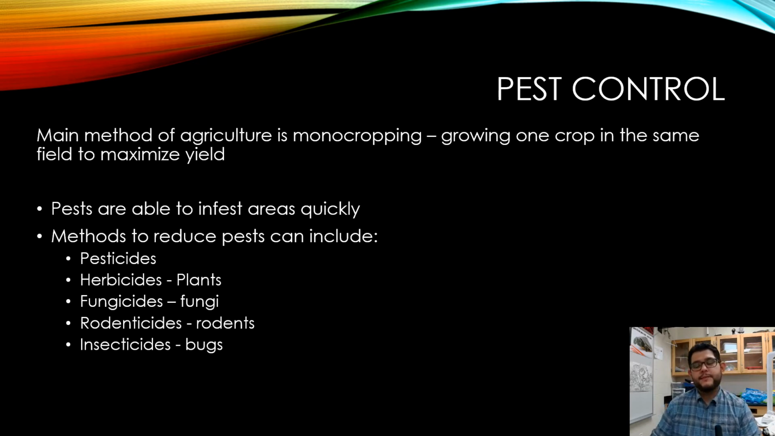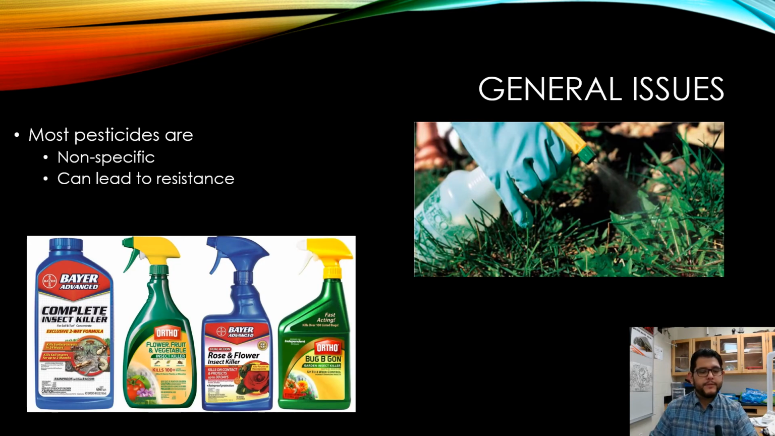Now again, they work the best, but it's not exactly great for the environment. So you're going to end up with lots of problems with these methods of pest control. Okay. And so again, the general problem is that most pesticides are non-specific. Okay, if you see right here, you get flower and fruit killers, rose killers, bug be gone, insect killer. That's great, but unfortunately, they're not as specific as the labels make them seem.